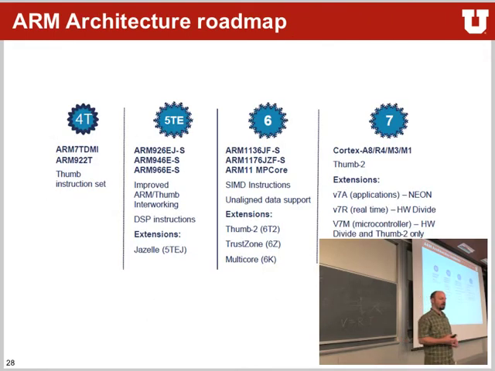ARM is a fairly old architecture, actually. It went through a lot of different generations until we came to the situation that we have now. We had the ARM 4T, the 5TE, the 6, and the ARM 7s. In the ARM 7, that's where we are today. We have 3 different categories: the applications, the real-time, and the microcontroller ones.